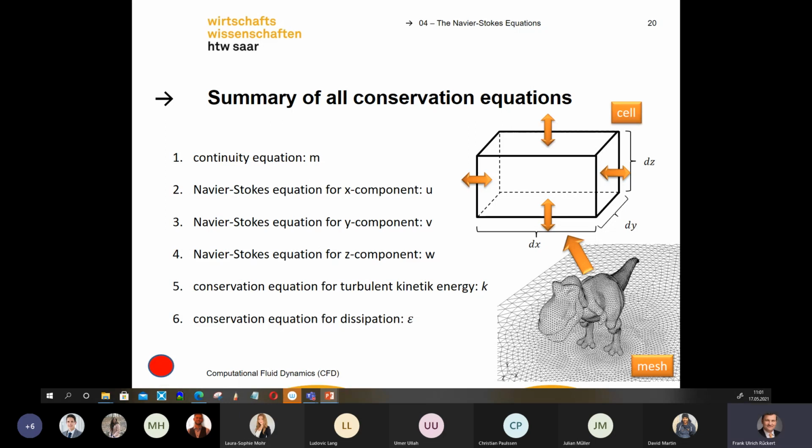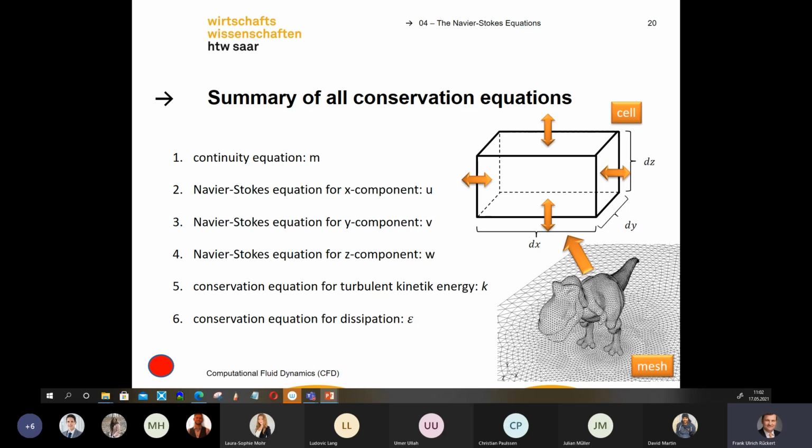So we come to the explanation of the Navier Stokes equations. Before we start the explanation, we want to make a short summary of all the conservation equations we have to solve. If you use CFX, we have to solve at least 6 equations. We have to solve the mass balance, the so-called continuity equation. And we have to solve the Navier Stokes equations, and we have to solve it 3 times.